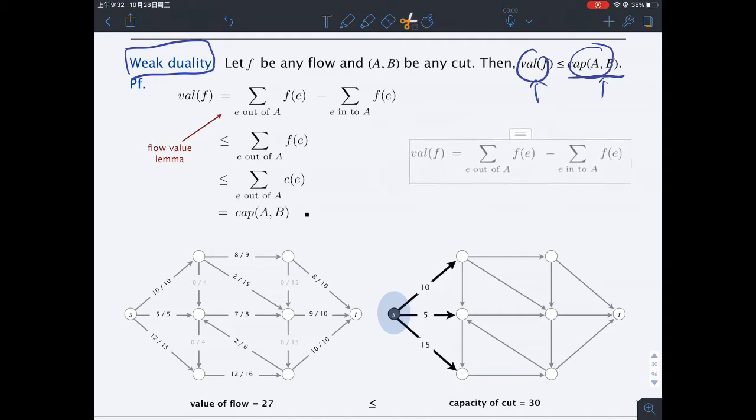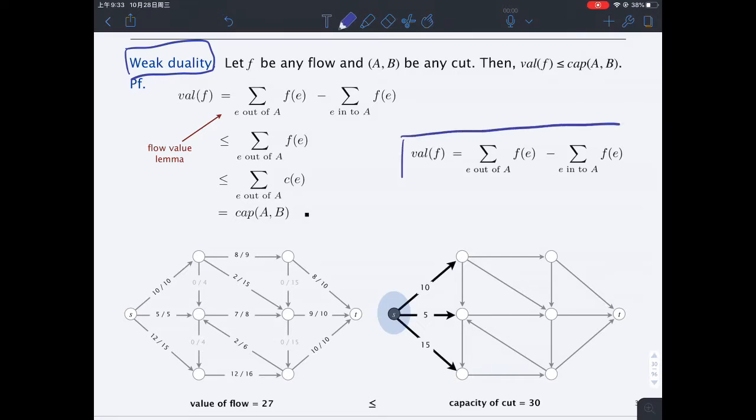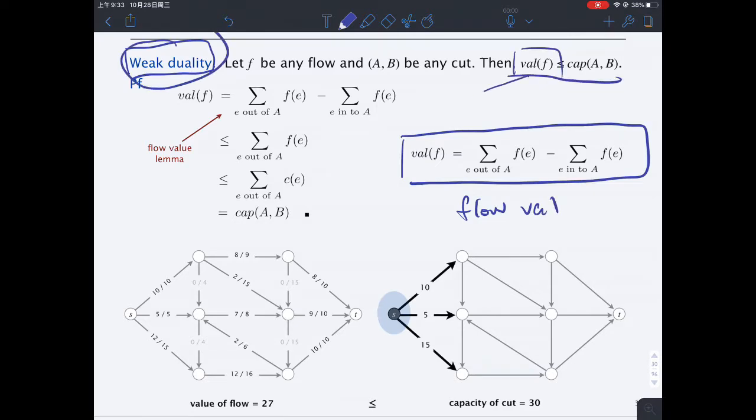Right. So what I want to do is to compare these two lemmas. The first is the flow value lemma, and this is the weak duality lemma. The right hand side remains the same. On the left hand side, originally when we talk about the flow value lemma, it's focusing on the flow itself rather than the network. It's about how much flow I'm using for each of the edges going out of A, and how much flow I'm using for each of the edges going into A, right?